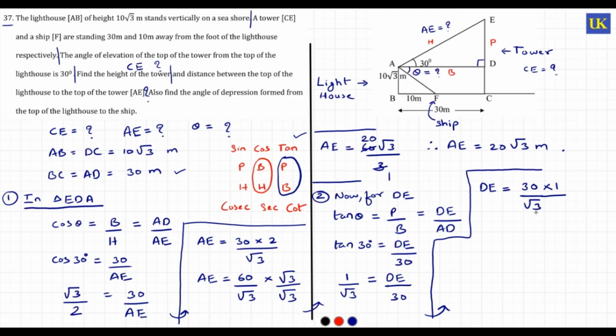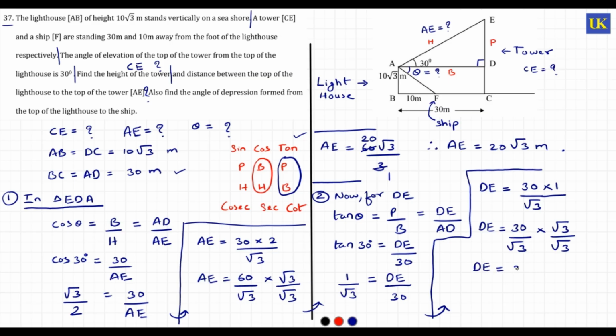Now we know that root 3 cannot be there. We cannot keep it in the denominator. So it's the same thing what we did here, rationalized. We will do here. We will rationalize the denominator. So take the same denominator and multiply and divide it. Very simple.